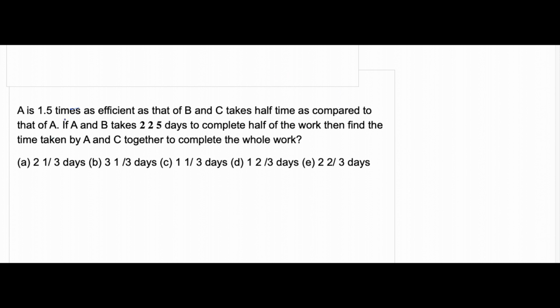Next, A is 1.5 times as efficient as B, and C takes half the time as compared to that of A. If A and B take 2 by 5 days to complete half of the work, then find the time taken by A and C together to complete the whole work.